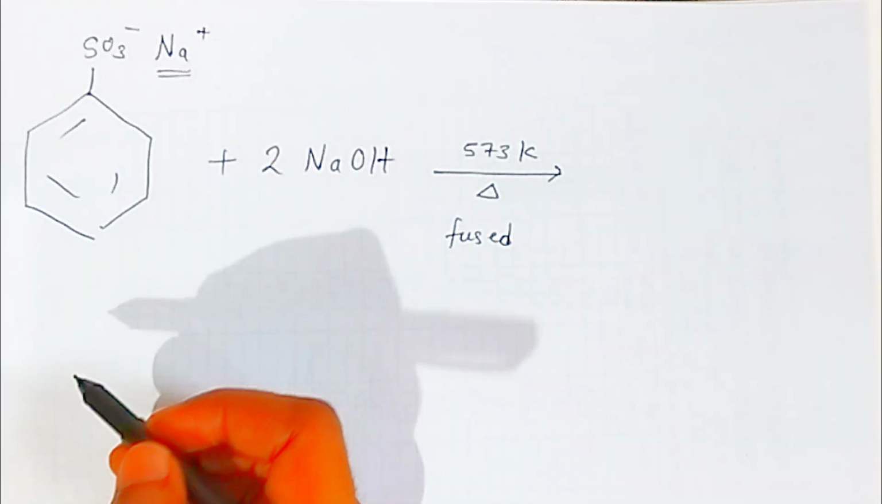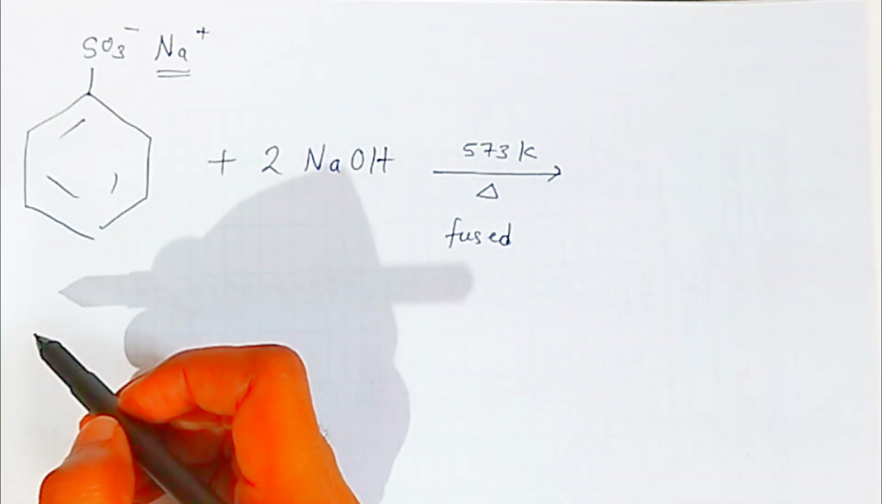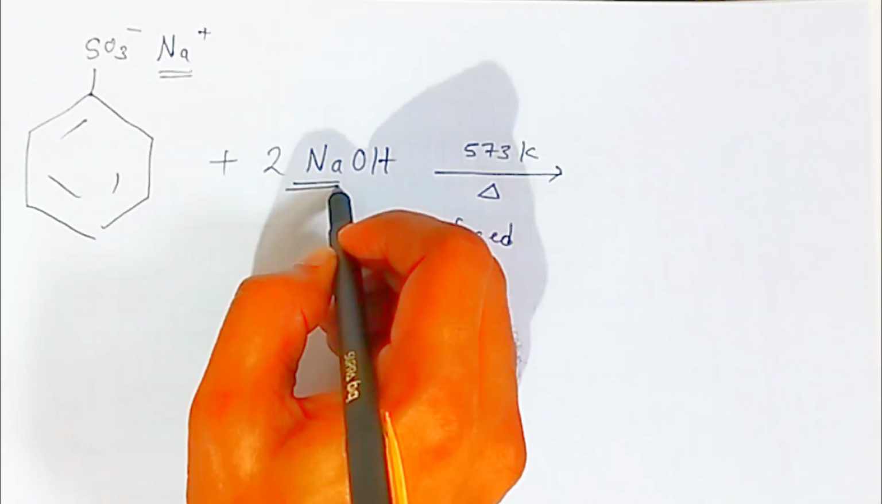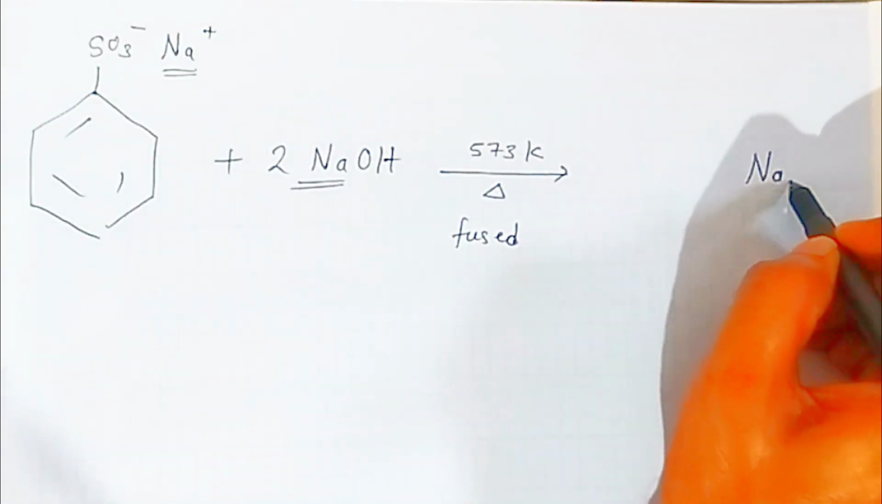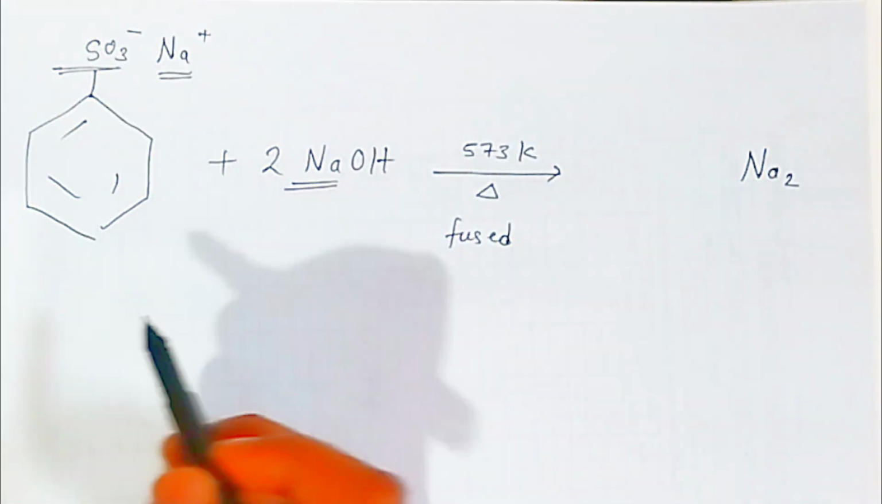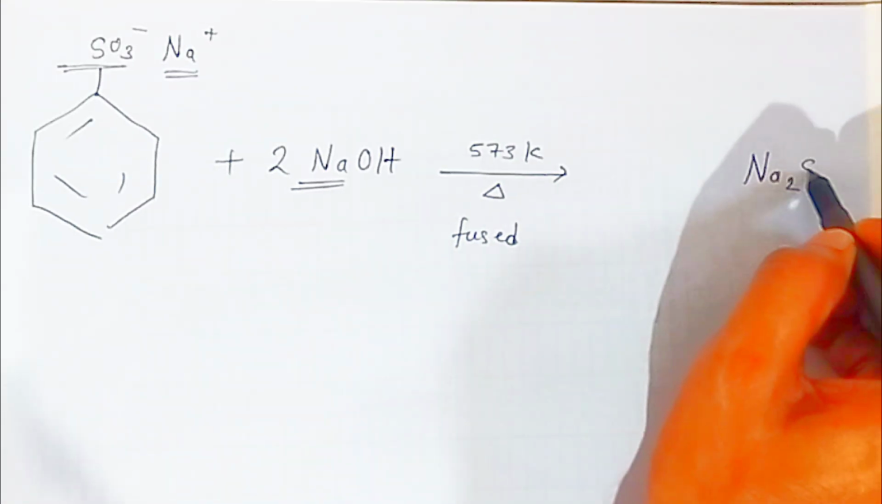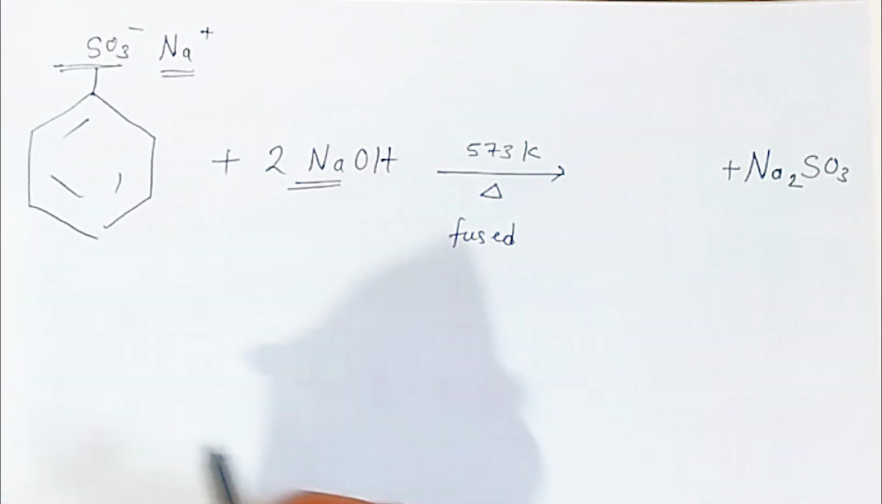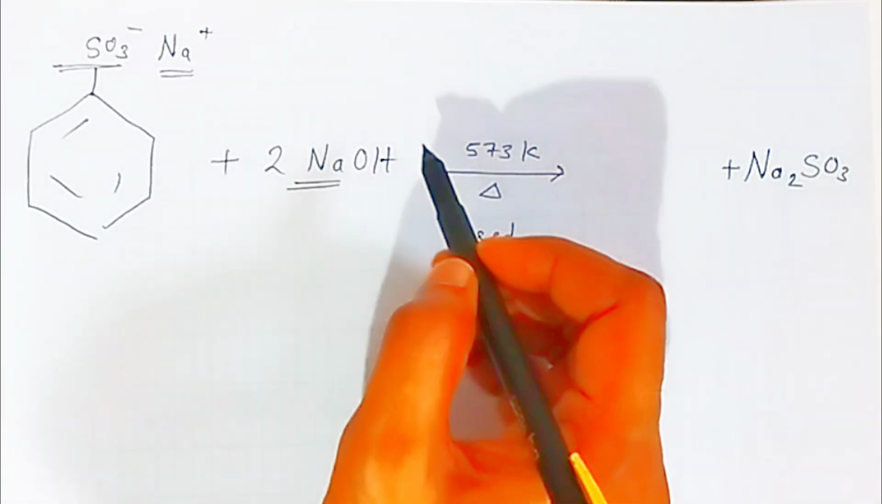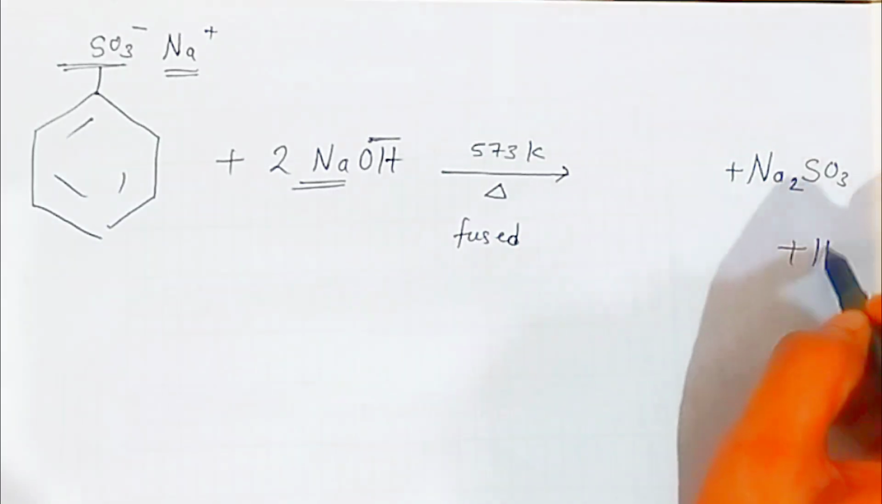Now what happens, students? After fusion it will form sodium phenoxide. Okay, students. So this Na2 will be first, Na2 combines with SO3 to form sodium sulfate. Now what happens, students? There is an elimination of a water molecule from here also.